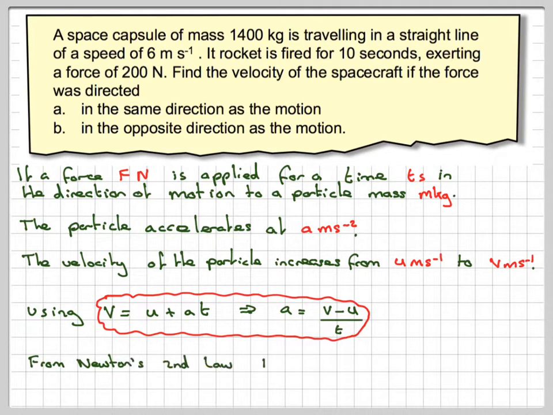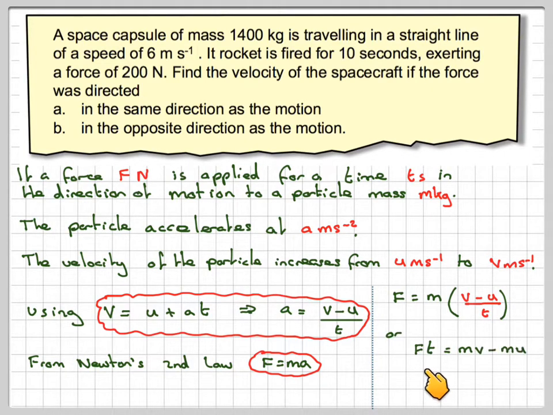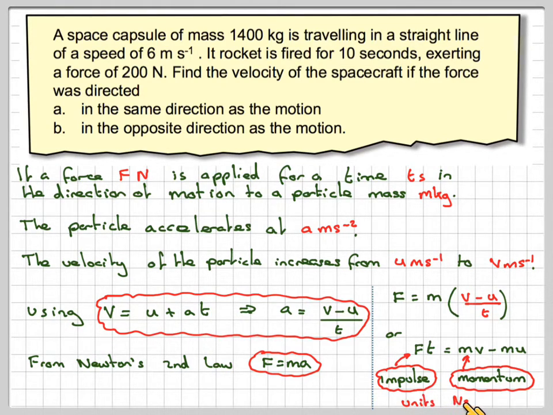From Newton's second law, F is equal to ma. So that now gives that F is equal to m times v minus u over t, or rearranging, Ft is equal to mv minus mu. Now, F times t, force times the time, is called the impulse, and mass times velocity is called the momentum. The units will be newton seconds.